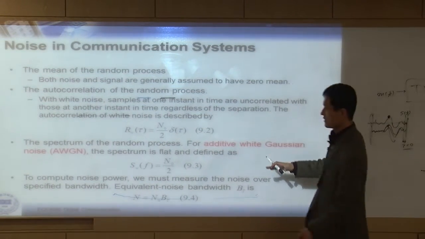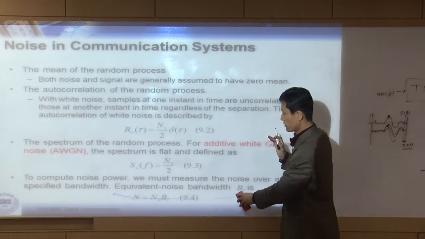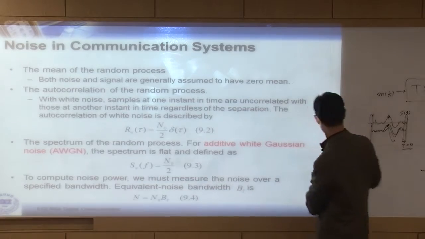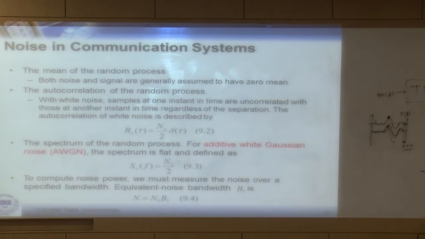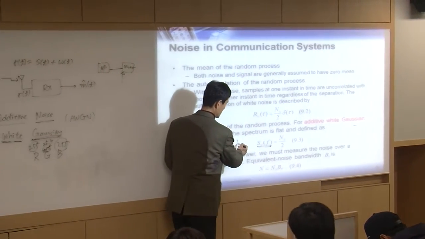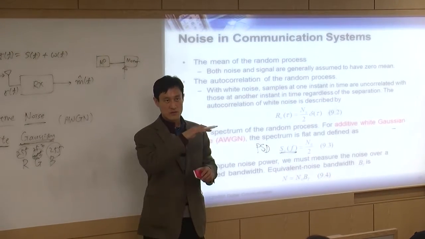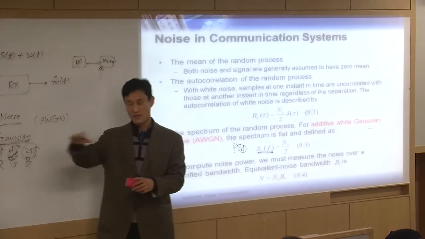This slide talks about some details about AWGN noise. We already discussed AWGN, but look here. What is S_w(f)? This is a power spectral density, PSD. And what is the power spectral density of AWGN? Flat, just flat in frequency.